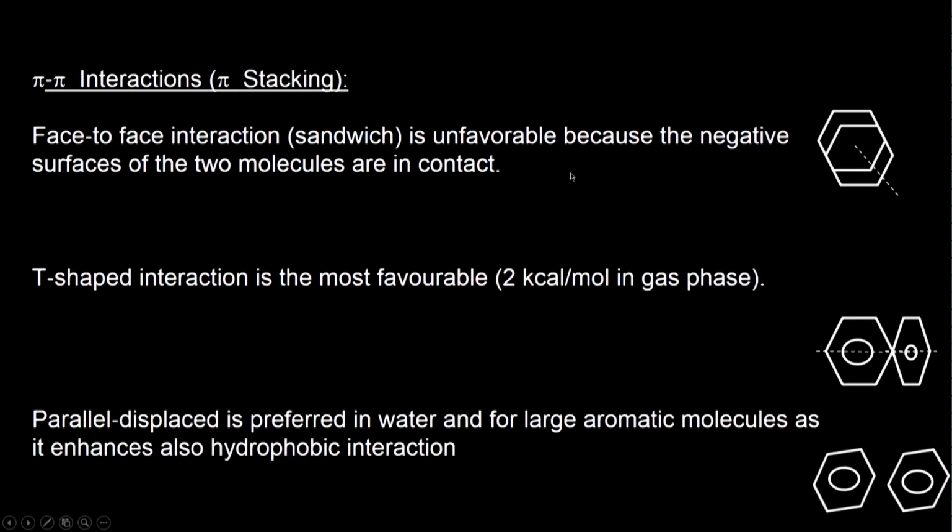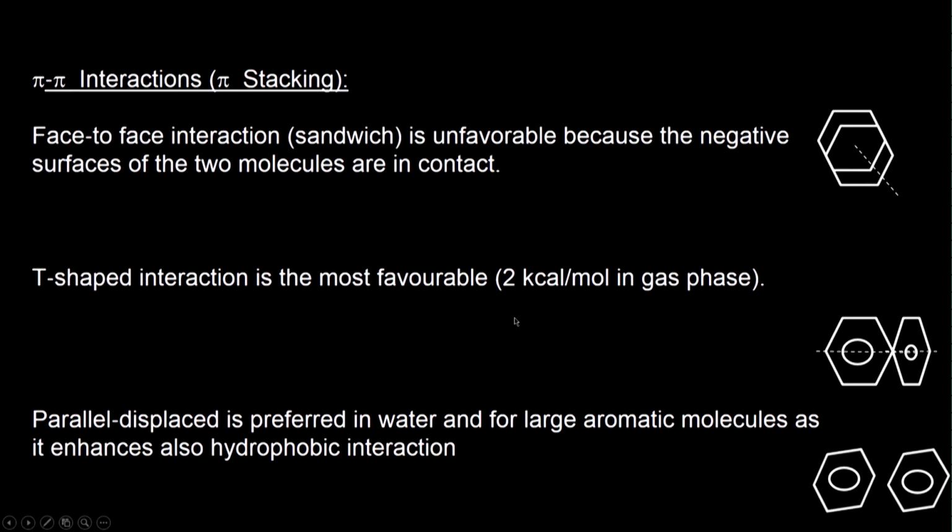You can have different types of benzene ring interactions. Face to face interaction is very unfavorable because the surface is generally negative. One benzene ring has a negative surface, and another benzene ring has a negative surface, so the interaction is very poor. This pi interaction is also called pi stacking.